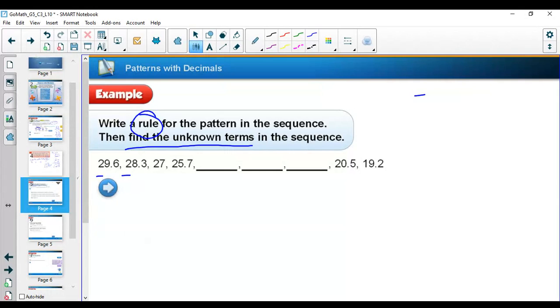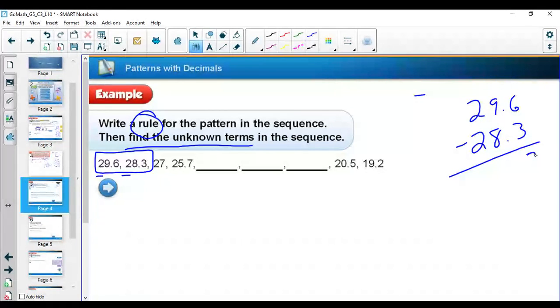The next thing I'm going to do is take 2 terms that are adjacent and find the difference between them. So I'm going to take my larger number, 29 and 6/10, and subtract from it 28 and 3/10. Again, taking time to make sure I've lined up my decimal. 6 minus 3 is 3. Place my decimal in my answer. 9 minus 8 is 1, and 2 minus 2 is 0. So my rule here is that I am subtracting 1 and 3/10 with each iteration of my problem.